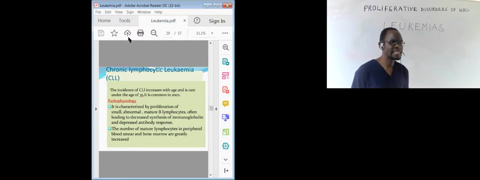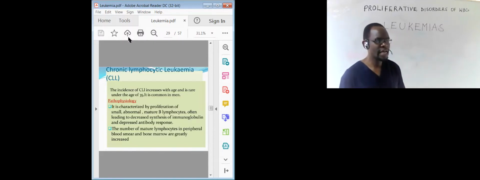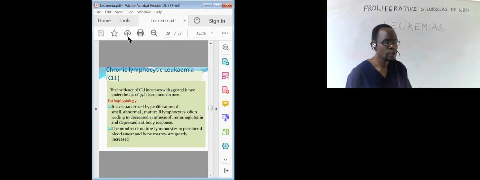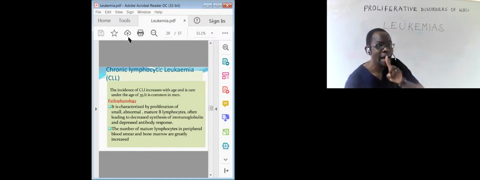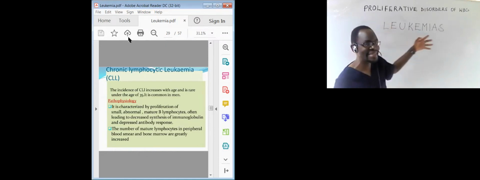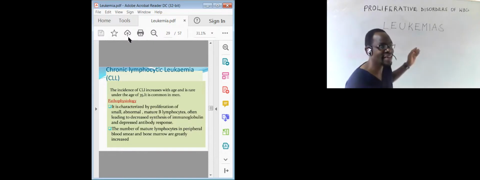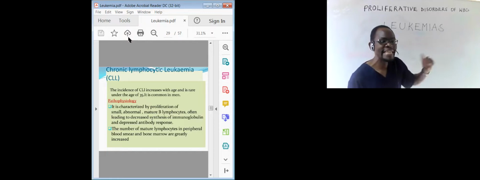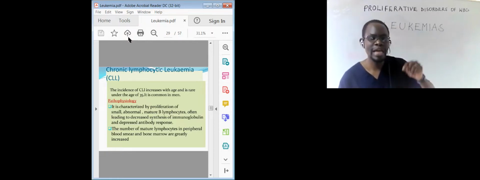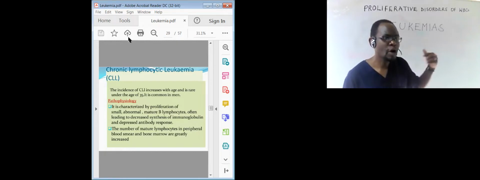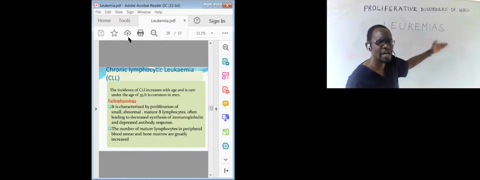In chronic lymphocytic leukemia, the incidence basically increases with age, and it is rare under the age of 35. The pathophysiology is basically characterized by proliferation of small, you remember small, because as you move towards that side, the cells become smaller, proliferation of small abnormal mature cells. So they are kind of mature. That is why it is chronic. It is not acute. It is less aggressive, because there is at least some more degree of differentiation.